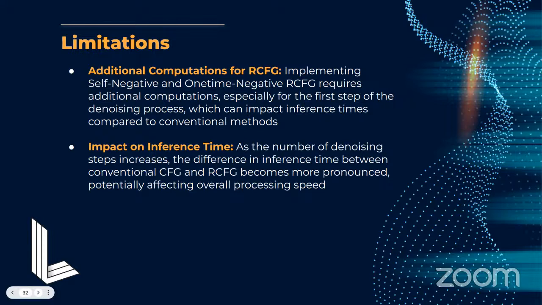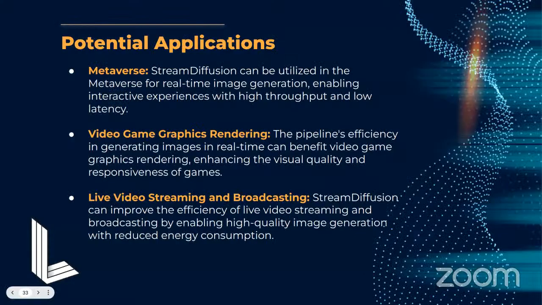Another limitation was the impact on inference time. We all know that as the number of denoising steps increases, the difference in inference time between the conventional CFG and RCFG becomes more pronounced. It will affect the potential overall speed. The latency might be so high, because running one step before you move to the next takes a lot of time. So that is the limitation we found on our end. Those are the 4 limitations we highlighted.